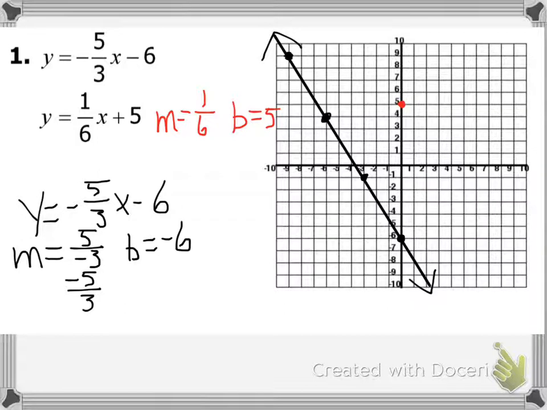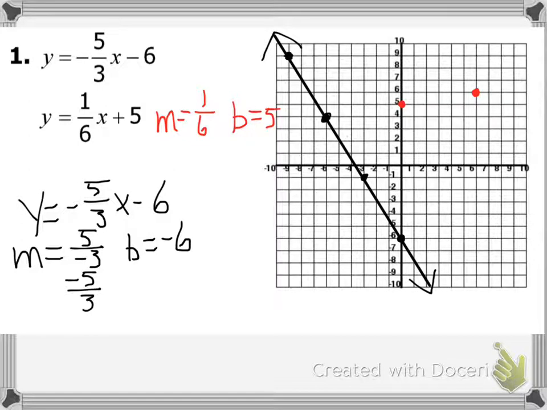And which two directions am I going to get more points? Up 1, right 6. Very good. Once again, start from your y-intercept. Go up 1, right 6. Put another point.